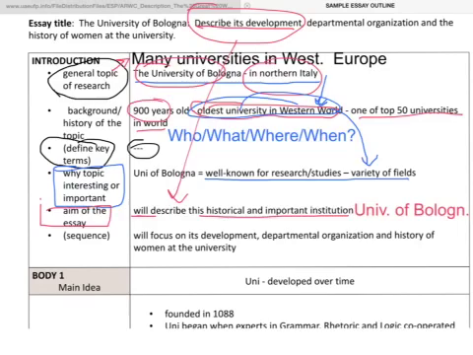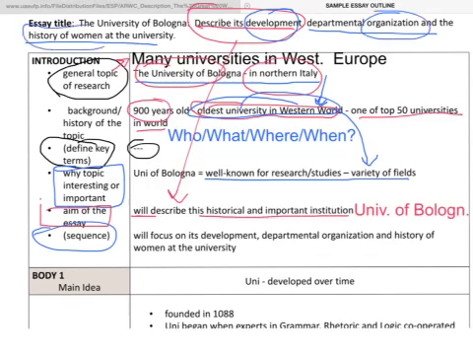The last thing that we find in the introduction is the sequence. And the sequence, again, comes from our essay question. And there are three parts to the sequence: development, organization, and history of women. And they're right here: development, organization, and history of women.